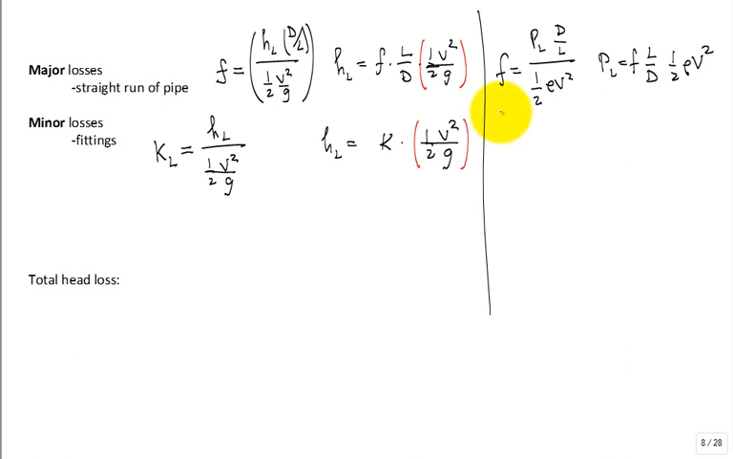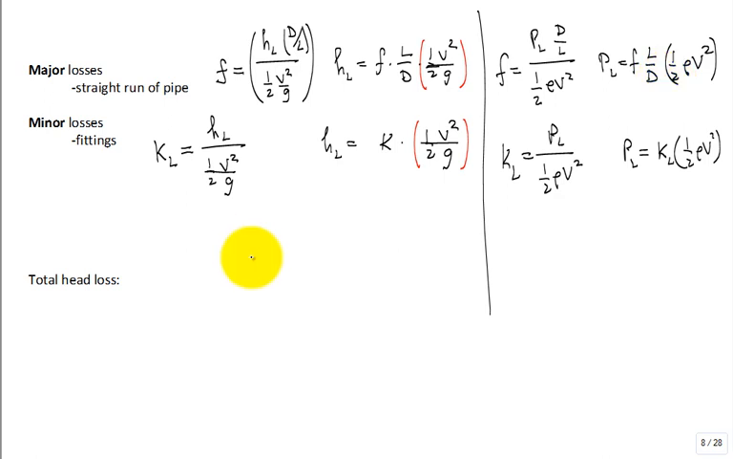How about if I don't like to work in head, but I like to work in pressure? Well, loss coefficient is the pressure loss divided by 1/2 rho V squared. Hence, the pressure loss in a minor fitting is the loss coefficient times 1/2 rho V squared. Yep, they're the same. You see that 1/2 rho V squared, or you see that 1/2 V squared over g. That's your dynamic head or your dynamic pressure, velocity head or velocity pressure.